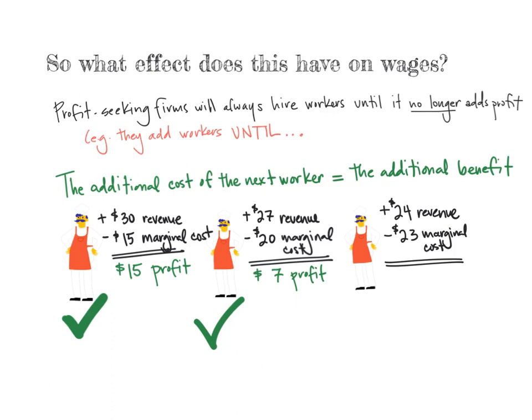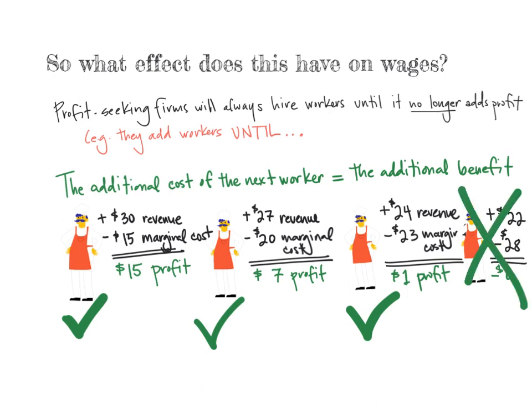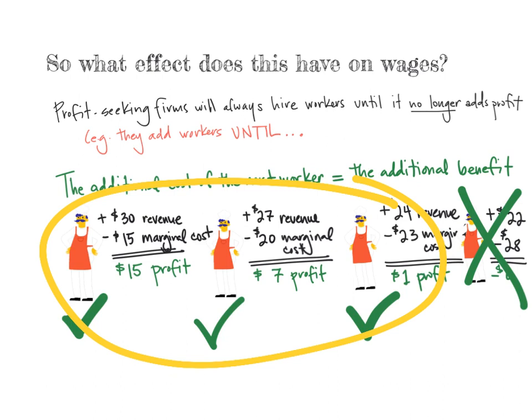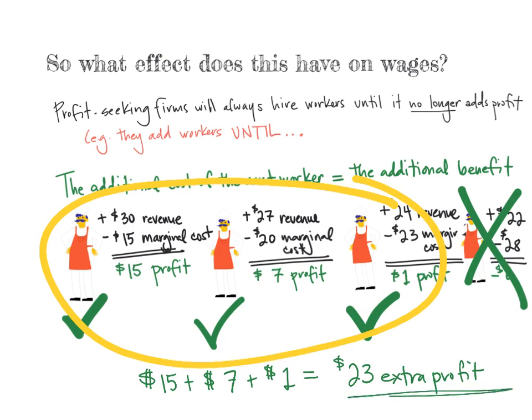What about this third worker? Does he make the cut? Yeah, he adds $1 of extra profit. He adds more than he costs. So yeah, we're going to hire that guy. I mean, obviously at some point, it's not going to make sense to hire these people anymore. So at that point, we stop hiring. So the correct or profit maximizing level of hiring for this firm is 3 workers. And these 3 workers generate an extra $23 of profit for the firm.